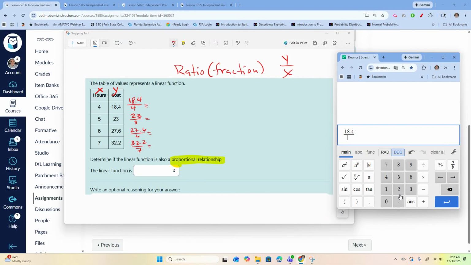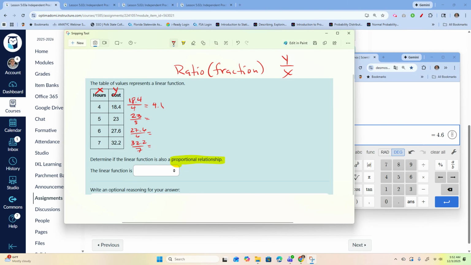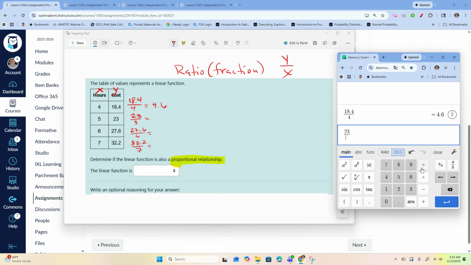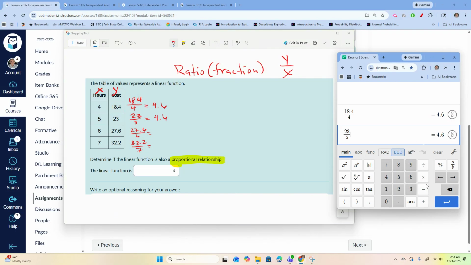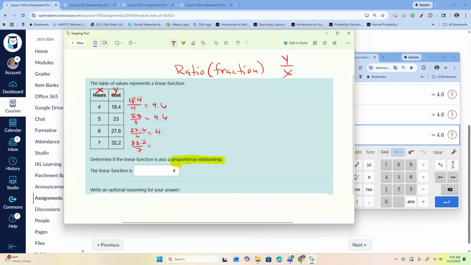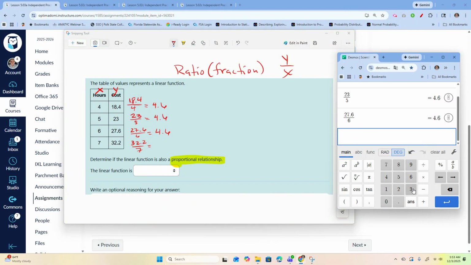18.4 divided by 4. I got 4.6. Okay, then I'm going to do 23 divided by 5. You can see I got 4.6. And as long as I'm getting the same answer, I'm going to keep doing the divisions, okay? So now I'm going to do 27.6 divided by 6. You can see I got 4.6. Okay. And finally, the last one, it will be 32.2 divided by 7.